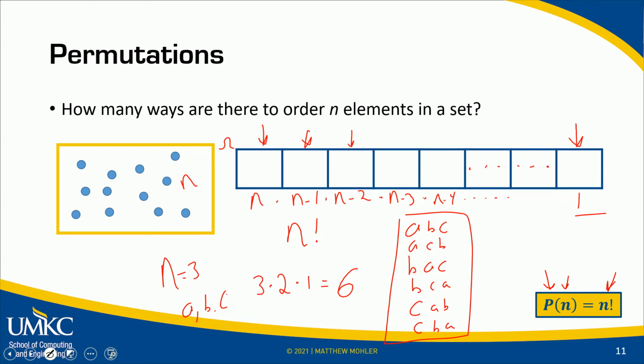So permutations, again, are the number of ways to just order the n elements. So all n elements must be included, and that is equal to the number of elements as a factorial, or n factorial.